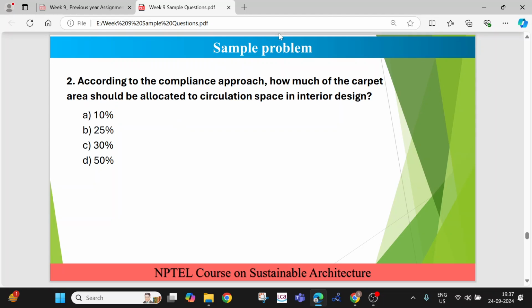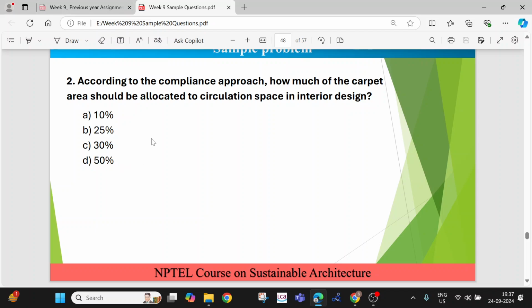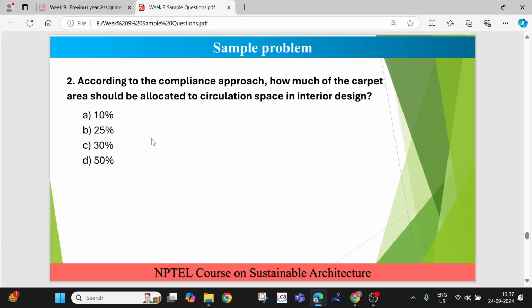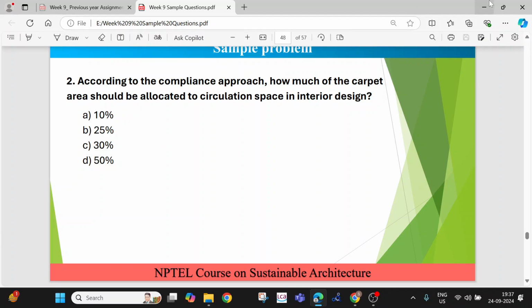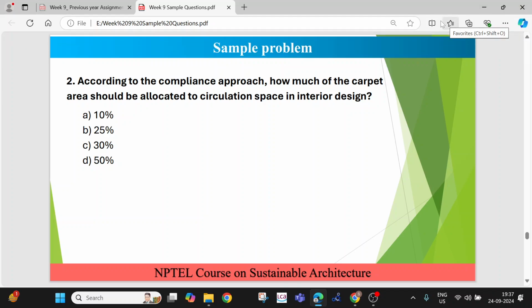So here is the second question. According to the compliance approach, how much of the carpet area should be allocated to circulation spaces in interior designs? 10%, 25%, 30%, and 55%. It's 25%. So the correct answer is 25% only. The compliance approach mandates at least 25% of the carpet area in the building should be designed as circulation spaces to ensure the safety and well-being of the occupants. Fine, you are absolutely correct.